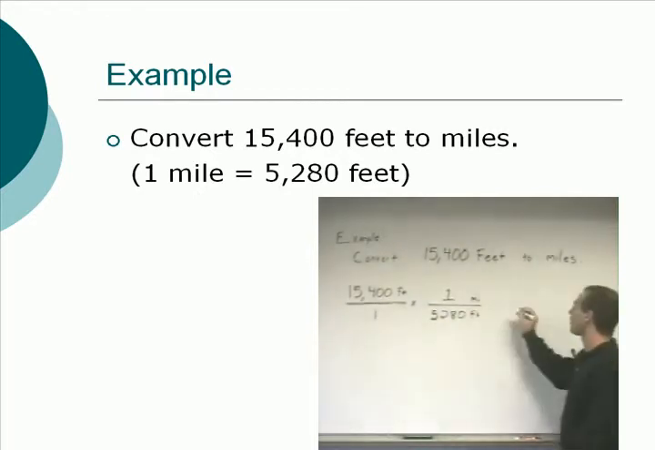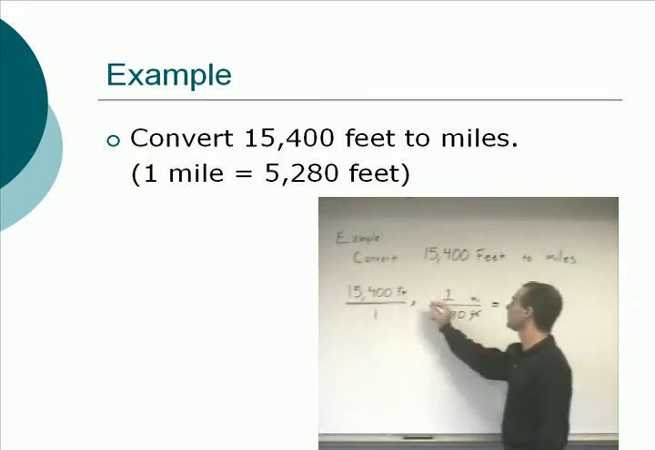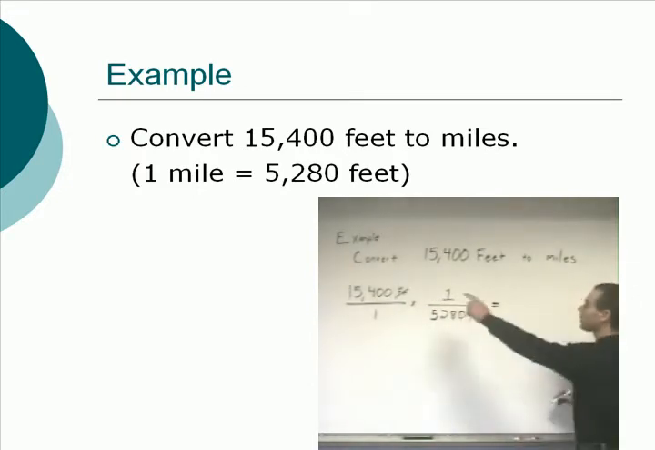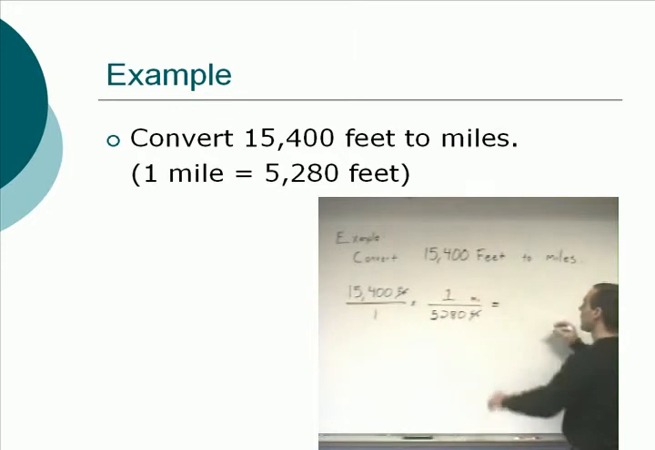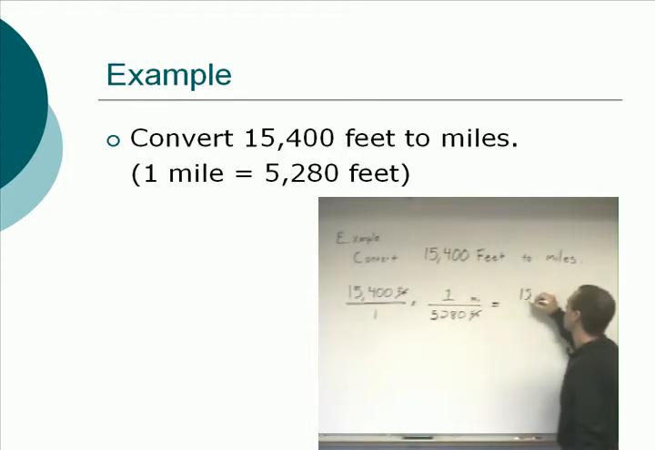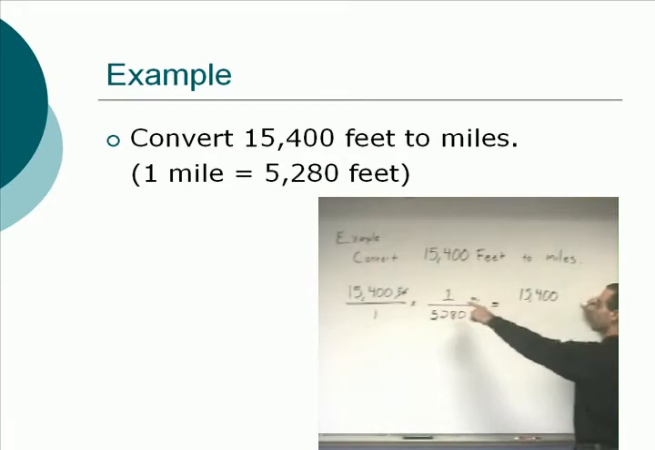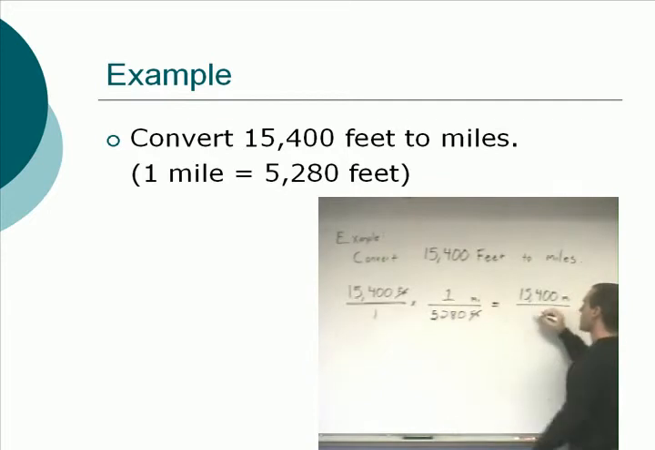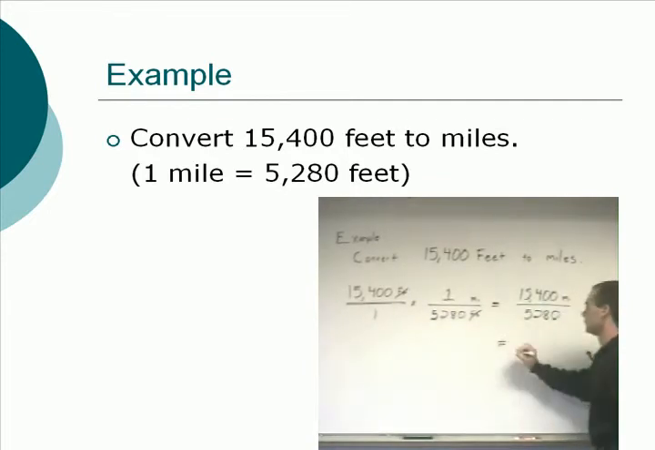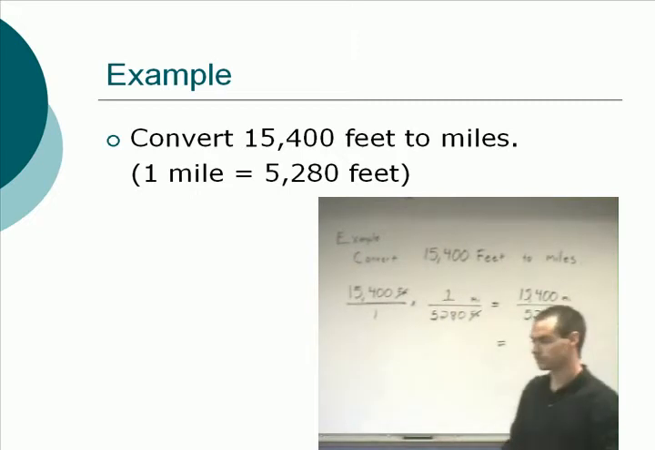Now, we can go ahead and multiply that out. Feet will cancel. And we multiply 15,400 times 1. That gives us 15,400. The only units left in the numerator are miles, divided by 1 times 5,280. And we're going to divide that out.